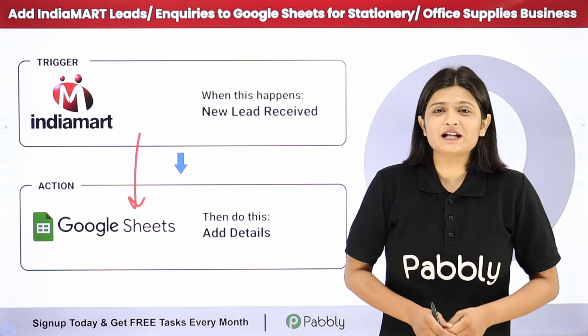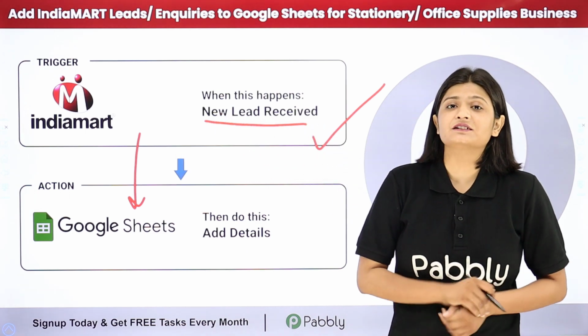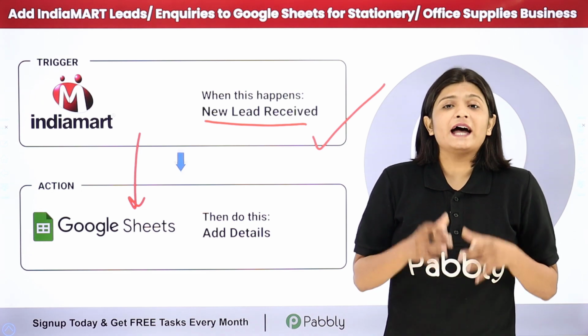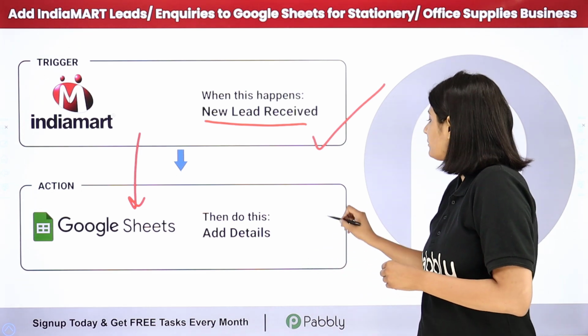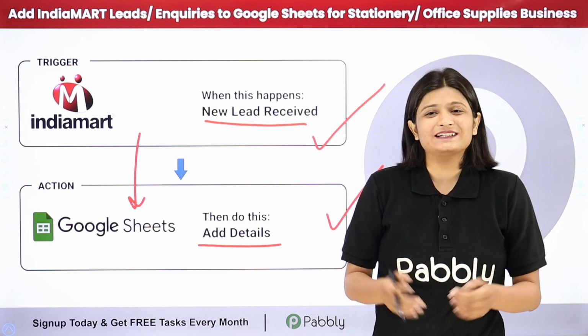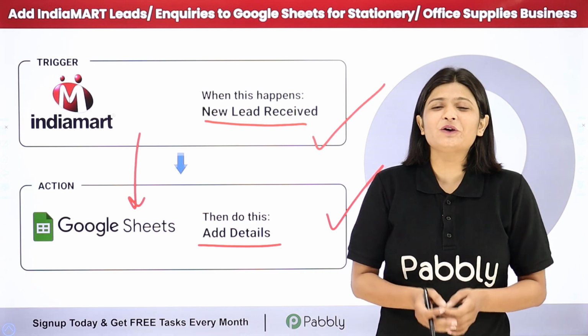Here as my trigger application, I am going to take IndiaMART from where I will receive new lead and inquiries, and this complete workflow here will get triggered. And then in my action application, I am going to take Google Sheets where these details will be added automatically. If you want to learn this amazing automation step by step, then let me take you all to my screen.